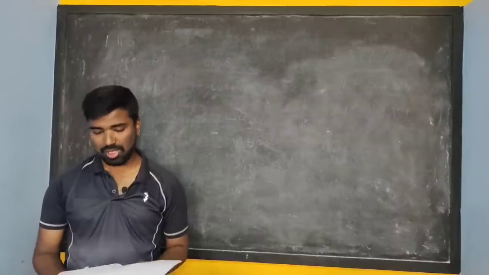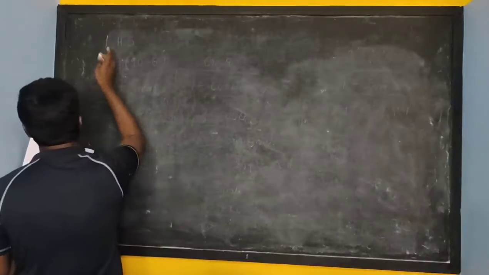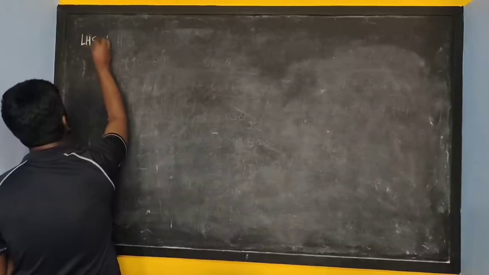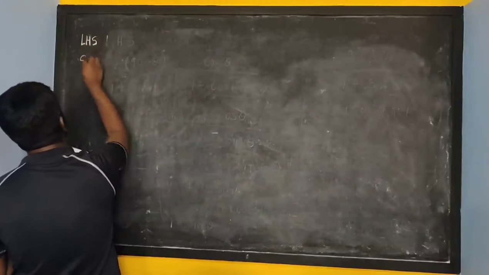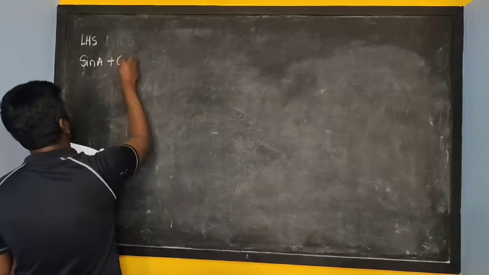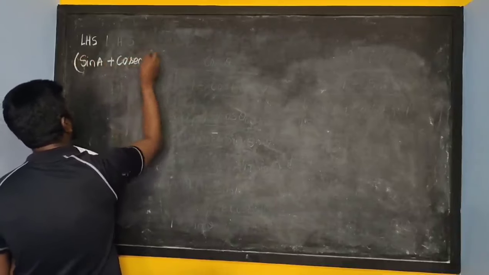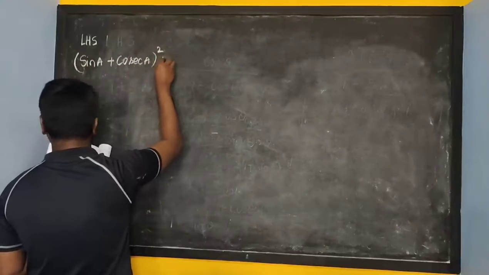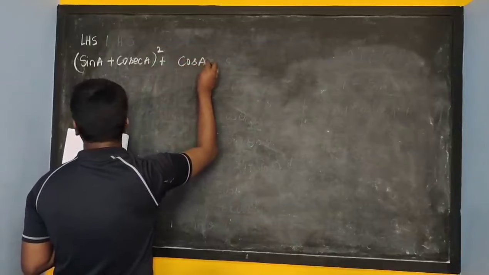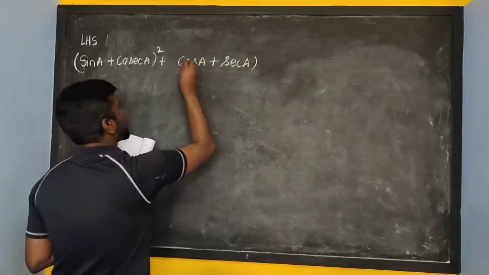Now students, what is the first step? The first step is to write down the LHS. What is the LHS here? LHS here is (sin A plus cosecant A) whole square plus (cos A plus secant A) whole square.